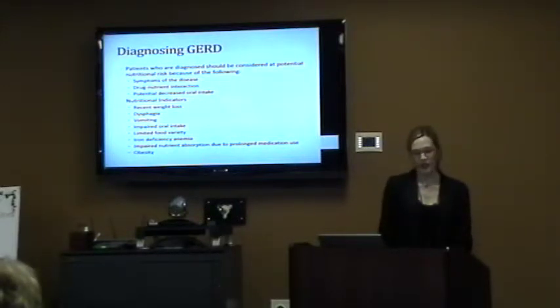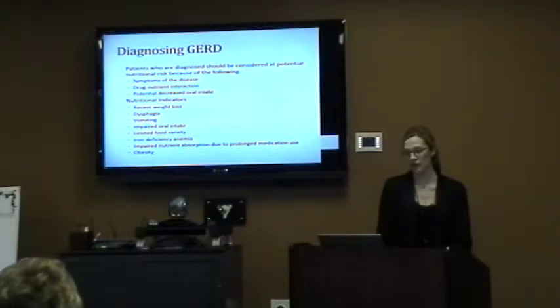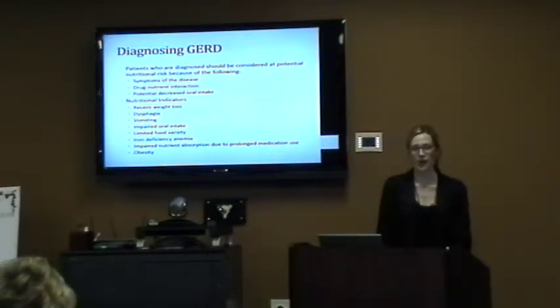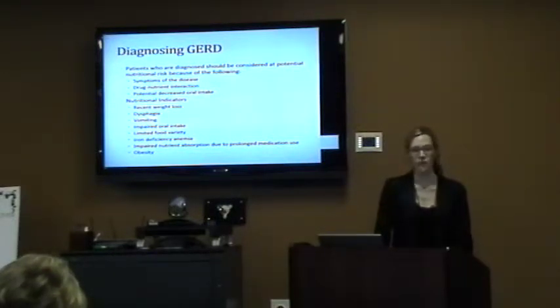So some nutritional indicators of this would then be weight loss, dysphagia, vomiting, impaired oral intake, a limited food variety if certain foods irritate the stomach or the esophagus for the patient, they'll stay away from certain foods. Iron deficiency anemia can also be a nutritional indicator for the disease, and impaired nutrient absorption from medication use, as I had mentioned before. And then also obesity is a nutritional indicator for the disease.